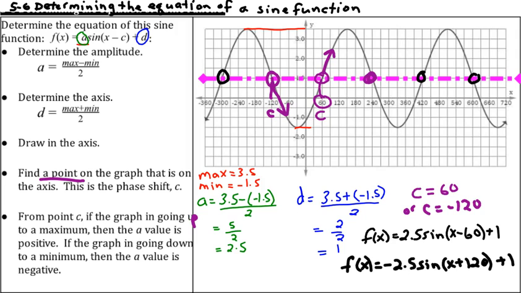But all you have to do is find one of them that is on the axis, and then once you find the one on the axis, if the graph is going up towards the maximum, keep the A positive. If the graph is going down towards the minimum, make your A negative. So either one of those answers would be acceptable, and you only have to give one. So choose whichever one you like better.